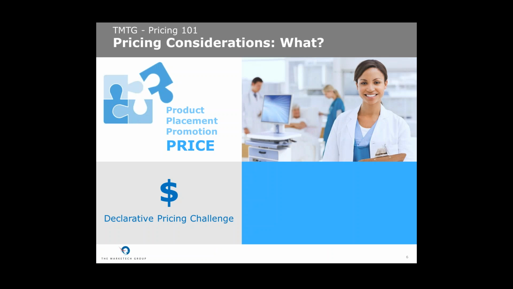So let's frame our conversation by considering that we're going to talk about just price in terms of the 4 Ps of marketing, right? Product, placement, promotion, and price. And address what it is you need to know for pricing and why it's not sufficient to simply ask people, what are you willing to pay for this? And that's some of the challenges of declarative pricing.